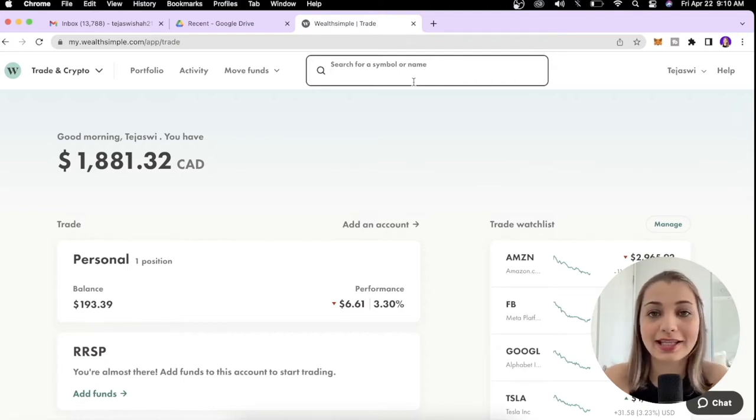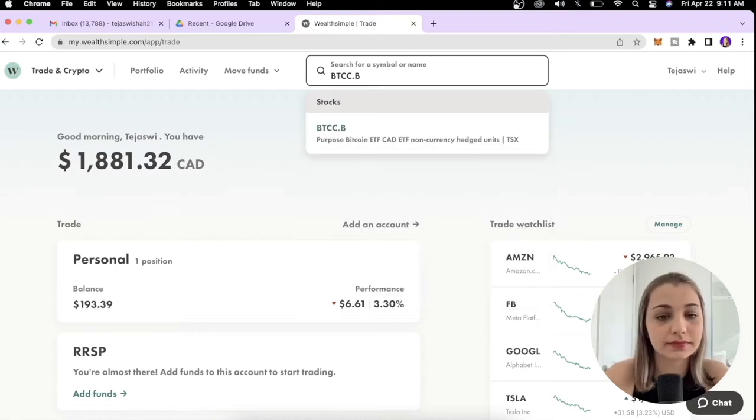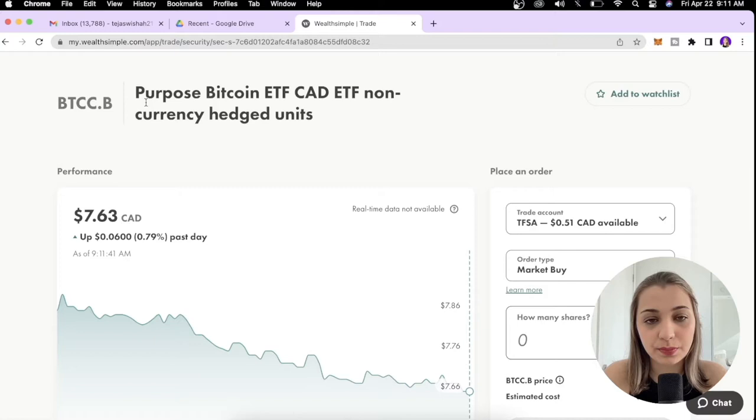One of the first and the largest ETFs in Canada is the Purpose Bitcoin ETF, so I'm going to search for that. The ticker symbol is BTCC.B. And as you can see, it's the Purpose Bitcoin ETF CAD ETF non-currency hedged units.